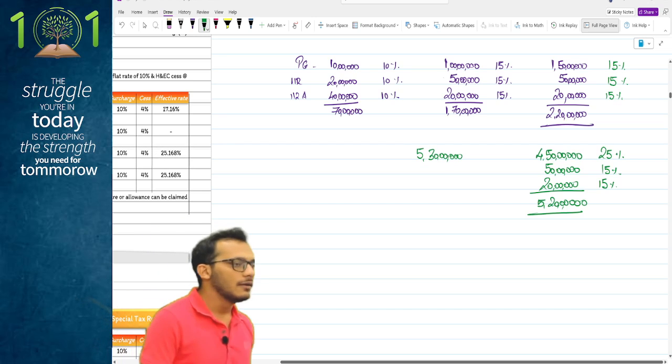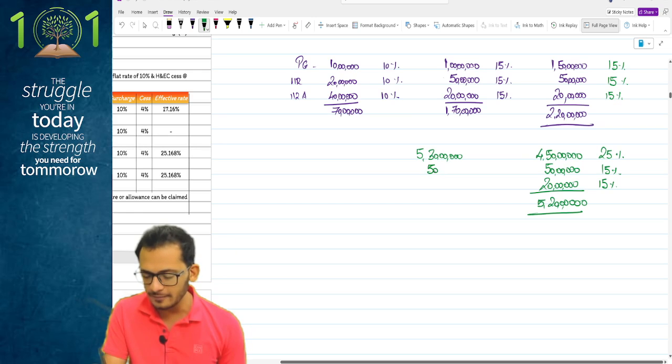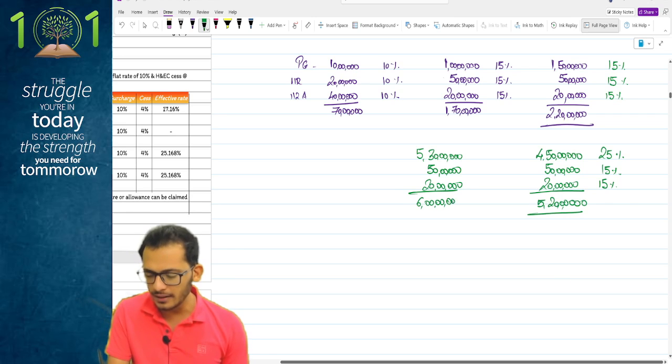My PGBP was 5 crore 30. My normals, my specials are 50 lakhs and my other special is 20 lakhs. Now tell me what is happening. 6 crore. Exactly, yeah. My income becomes 6 crores.